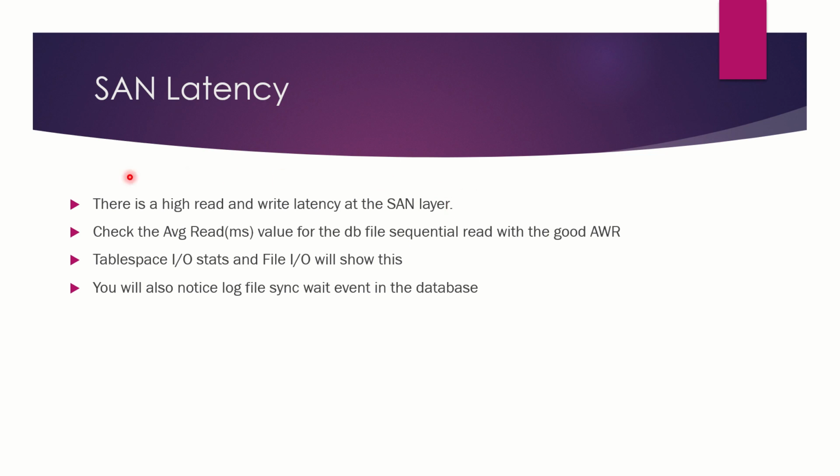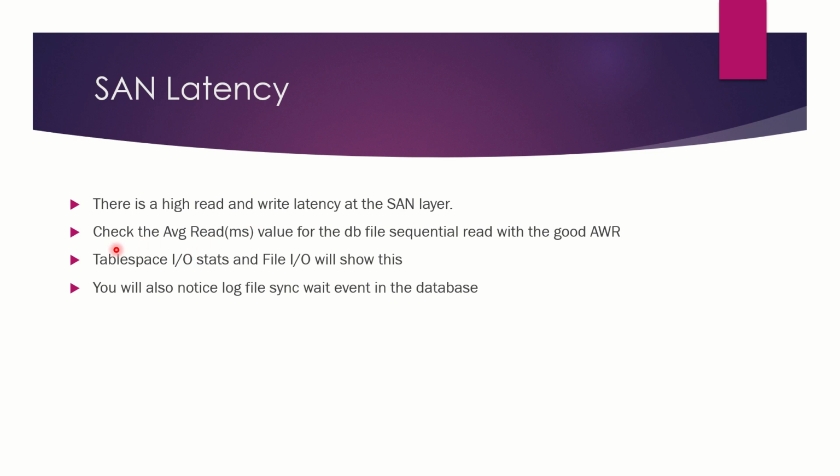So in order to validate this, you can always check the average read milliseconds, that is the DB file sequential read. Whenever you do an IO operation, you will see a DB file sequence. Most of the time, it will be a DB file sequential read operation in the database. If the average read in milliseconds for the DB file sequential read is more than 10 milliseconds, you can say that there is a SAN latency issue.